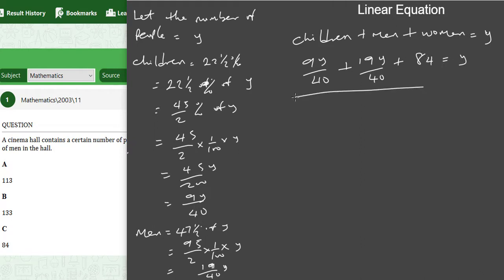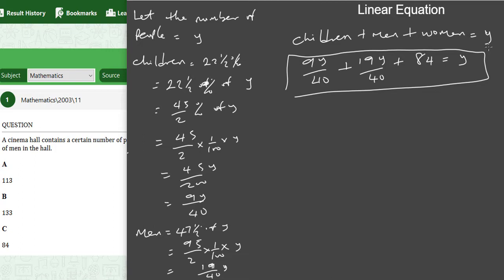So now we've created a linear equation out of this word problem. All you need to do is flow with the question, then try to piece everything together. We've interpreted the number of children, we've interpreted the number of men, we know the number of women is 84. If you add everybody together, it will give you back everybody, because altogether we have y. So the next phase is to solve for the value of y.